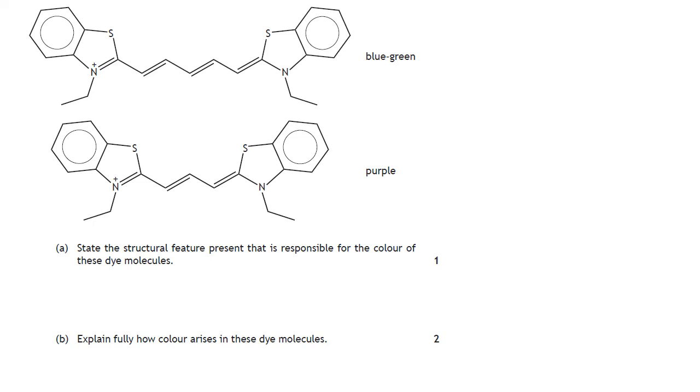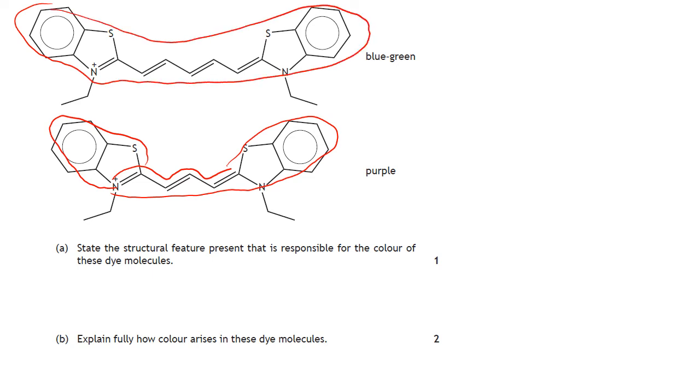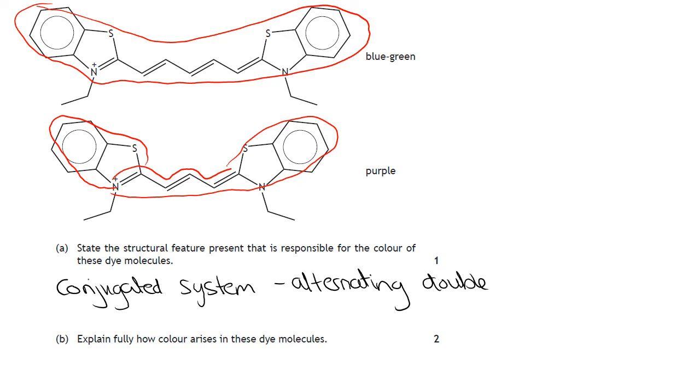Okay, so we've got two molecules that are dyed. What is responsible for the color? So remember, well actually on these ones, it's the whole thing. Alternating single double bonds. What that would be called is a chromophore, but the word chromophore does not ever get you a mark. So what you're looking for is that alternating sequence, called a conjugated system, or alternating double single bonds.